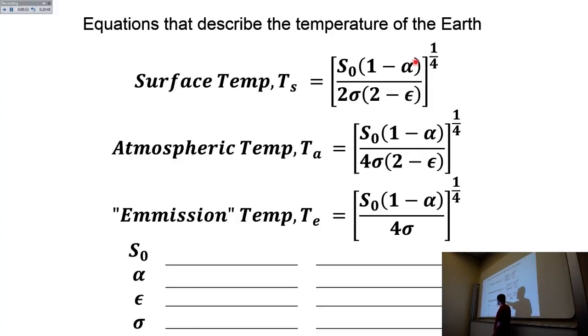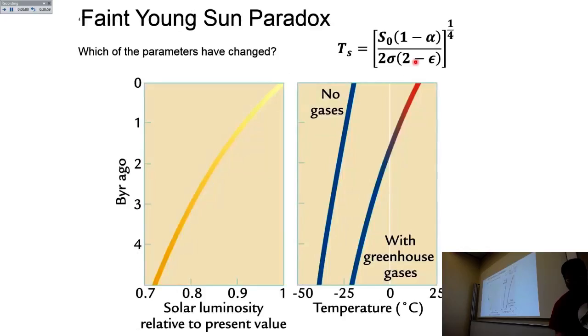So we've got the solar constant, the albedo, emissivity or absorptivity, and the Stefan-Boltzmann constant. And you can go back through the lecture and fill out what units those should be in as well. That would be helpful.